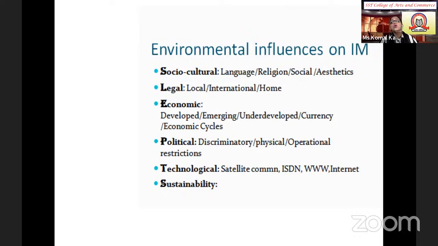Environmental influences on IM, international marketing. Definitely, every environment is putting direct or indirect influence on international marketing. One is socio-cultural: language, religion, social, aesthetics. Legal: local laws, international laws, and laws of our own home country. Economic: level of development, emerging economies, underdeveloped economies, currencies, and economic cycles of those nations where international marketing is being proposed to go. Political: discriminatory, physical, operational restrictions, and many more. Technological: satellite communication, ISDN, WWW, internet, and the sustainability.